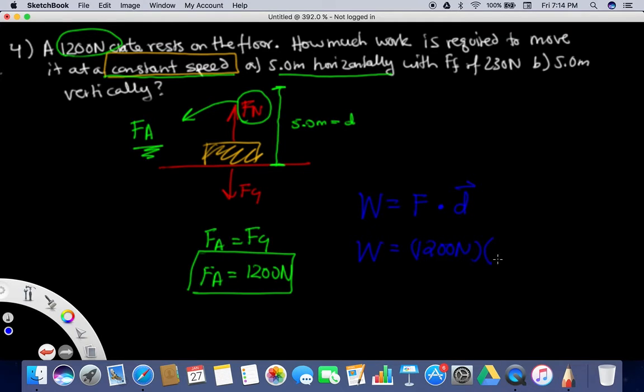And we know that the displacement is going to be 5 meters vertically. In this case, 5 meters upwards, because it's a vector quantity. 5 meters upwards, we can say. And if we type this into our calculator, we should get the answer of 6,000 joules.